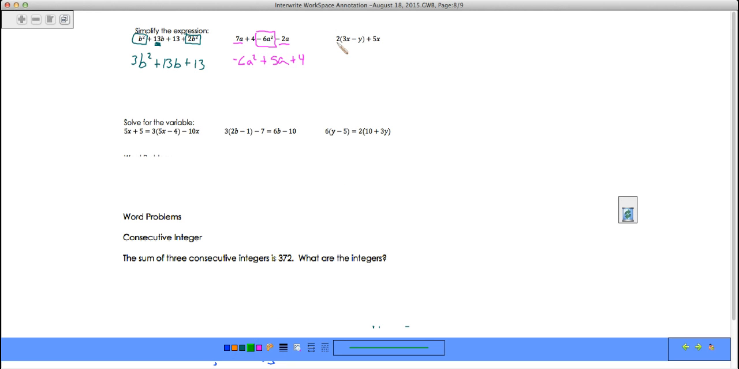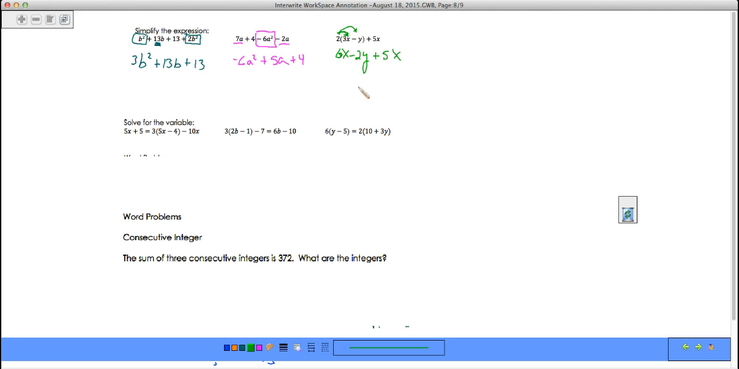Move over and try it one more time, only this time I have parentheses, so I have to start by distributing. Remember, distributing is just multiplying. So 2 times 3x is 6x. Multiply to the first part, now I have to go to the second. 2 times negative y is negative 2y. Drop down my plus 15x.